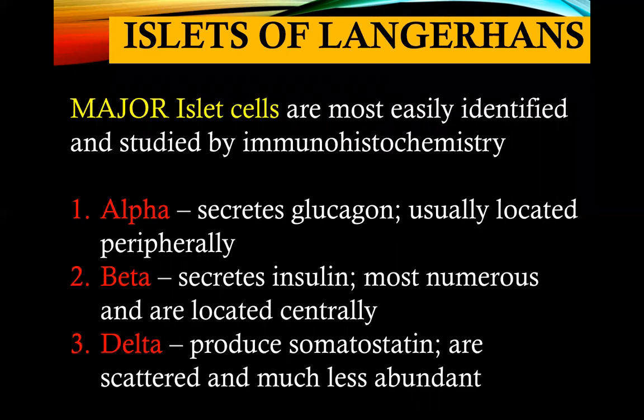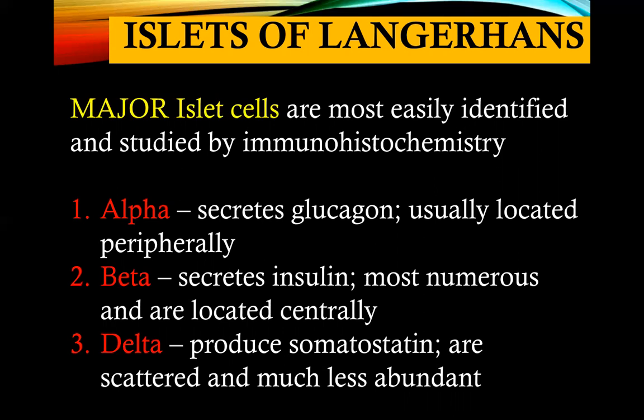Okay, what you should know about the islets of Langerhans are the cells, your major islet cells. In the practical examination in histology, we will not be able to determine if this one is alpha, beta, delta, etc. Major islet cells are most easily identified and studied by what we call immunohistochemistry. And what are the cells found in the islets of Langerhans? Your alpha, your beta, your delta cells. Your alpha secretes glucagon, and it says here it's usually located peripherally.